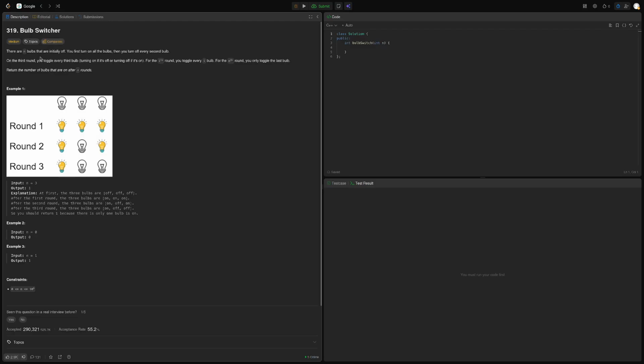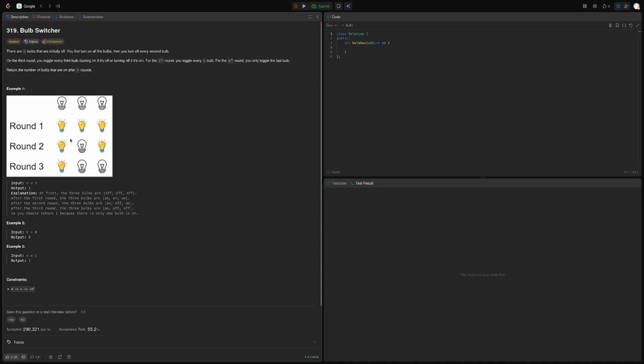Okay, so I'm still doing medium problems for now until I get sick of them, because I couldn't solve a bunch of hard problems in the past few days or weeks. So, Bulb Switcher: there are n bulbs that are initially off. You first turn on all bulbs, then you turn off every second bulb, every third bulb. Return the number of bulbs that are on after n rounds.